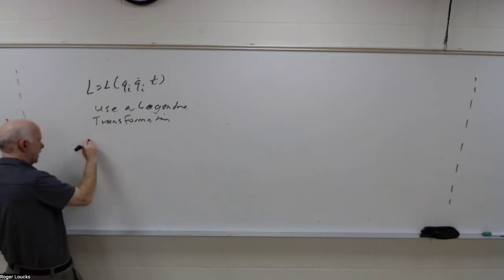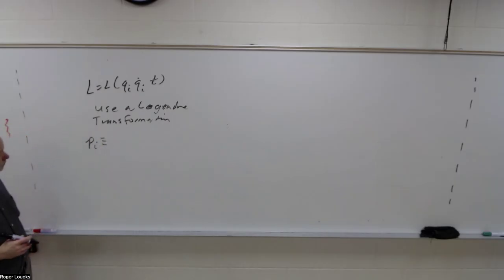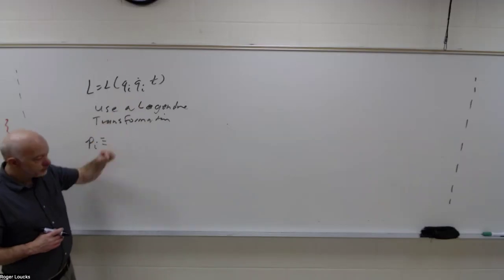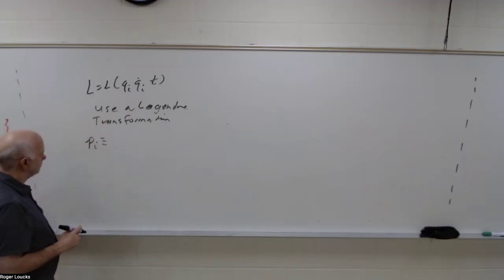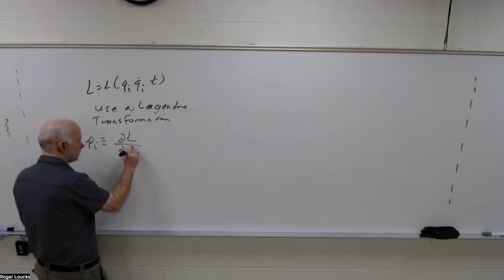So we define p_i. This is a Legendre transformation. What do we want to do? We want to get rid of the q_i dot. And so how do we define this then? Partial L with respect to q_i dot.